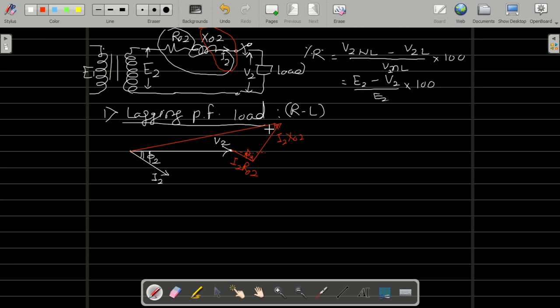Okay, so this is E2. So how will you write E2 equal to? I am assuming this angle is negligible, this and this is same, so can we say V2 and E2 have an angle of 0? So V2 plus its horizontal component. What will be the horizontal component of I2R02? I2R02 cos phi 2.